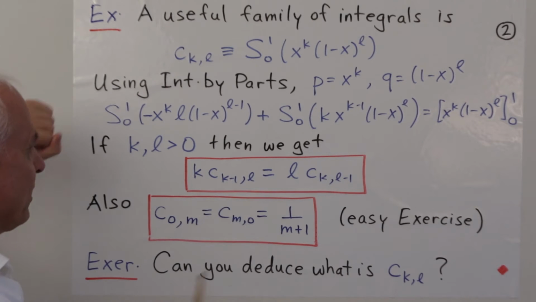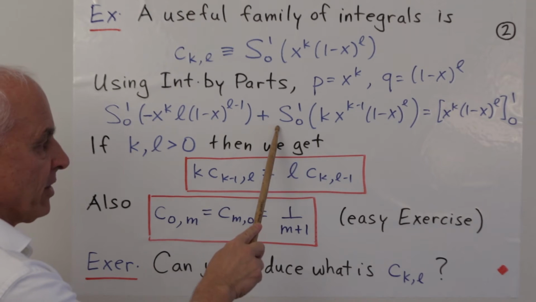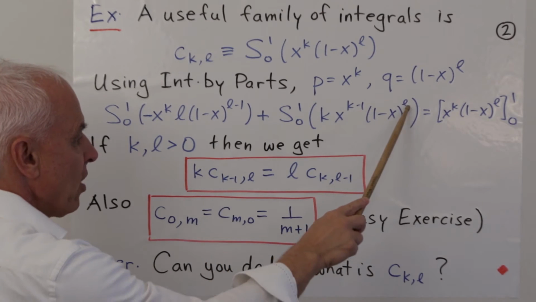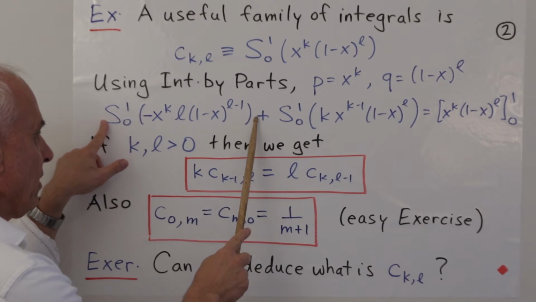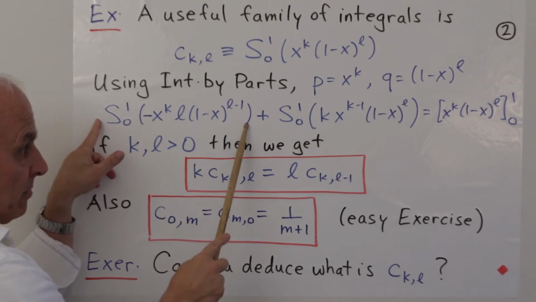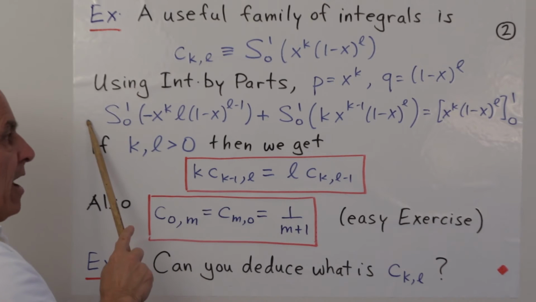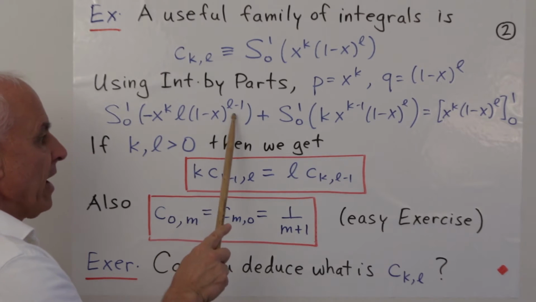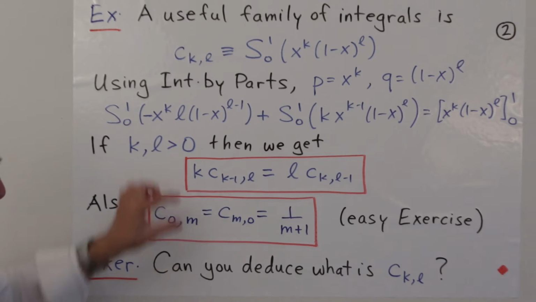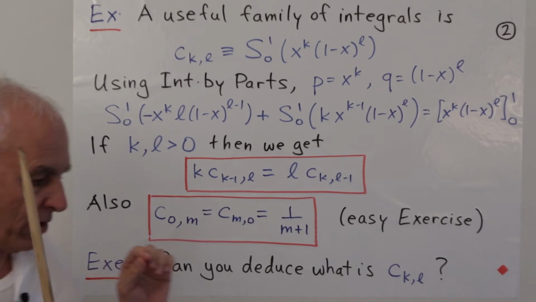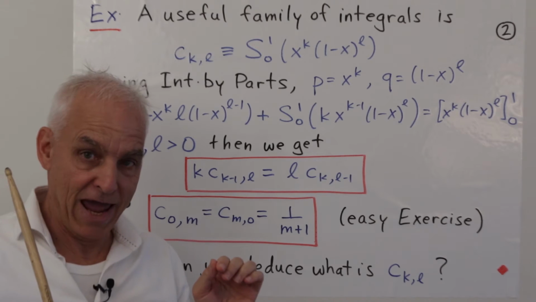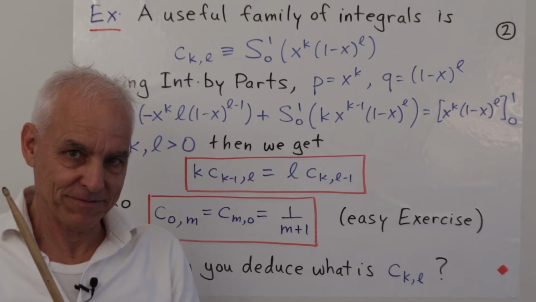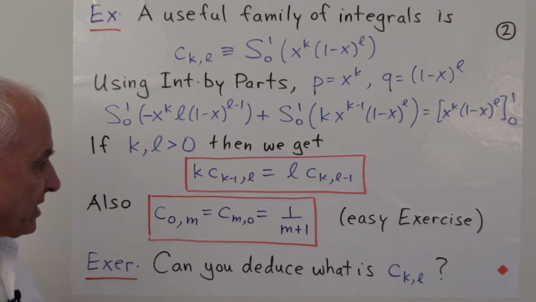So we can take the k here and pull it out front because it's linear. And then what we see inside here is c sub k minus 1 comma l. And we can take this thing to the other side because there's a minus sign here. So we can take it to the other side, bring the l out front, and then what's left inside is c sub k l minus 1. So this little formula here tells us that we can relate what happens when we drop the k index by 1 with what happens when we drop the l index by 1. Those are these sort of factors, k and l.